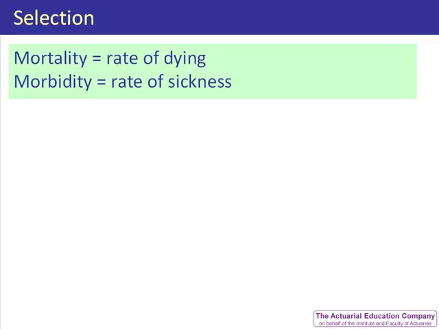In this unit, we'll consider how selection relates to both mortality and morbidity, where mortality means that we're considering the rate of death, and morbidity is the technical term for the rate at which lives in a population get sick.